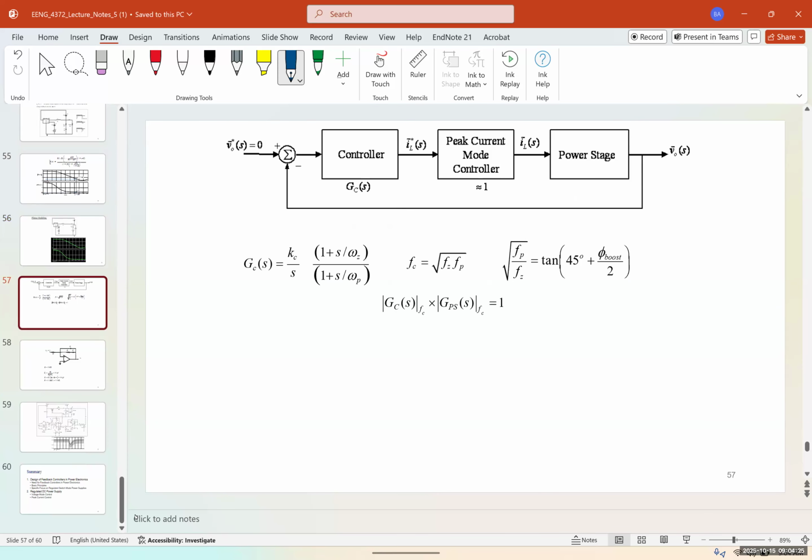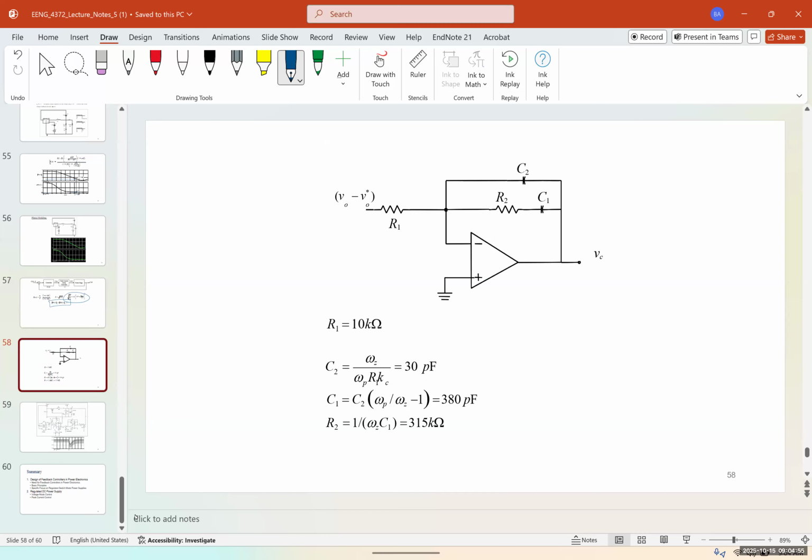And the controller for the system, GC(s), is going to be K over S, times 1 plus S over omega Z, over 1 plus S over omega P. FC is going to be the square root of FZ FP, and the square root of FP over FZ gives us tangent of 45 degrees plus phi boost over 2. And GC(s) times GP(s) is going to be equal to 1.